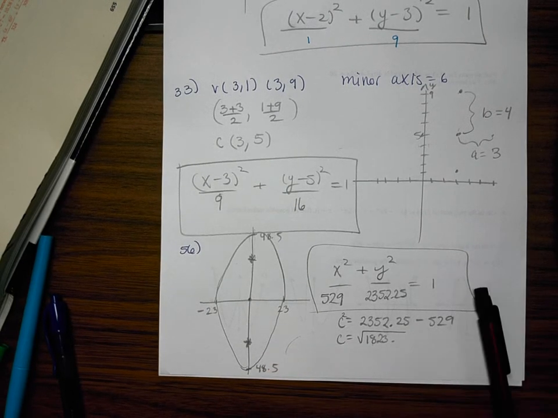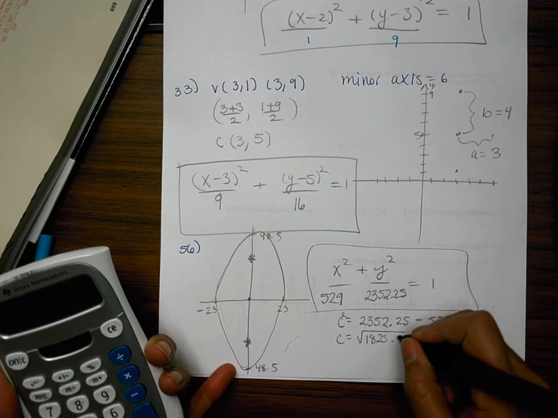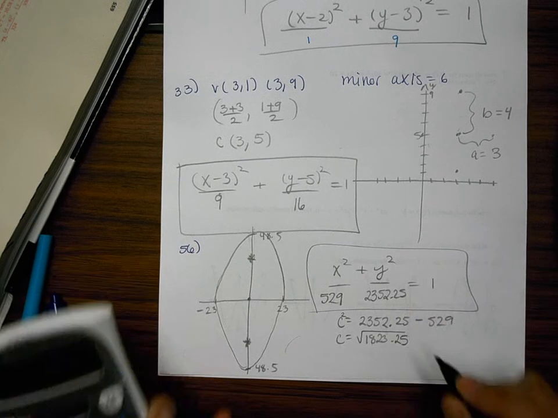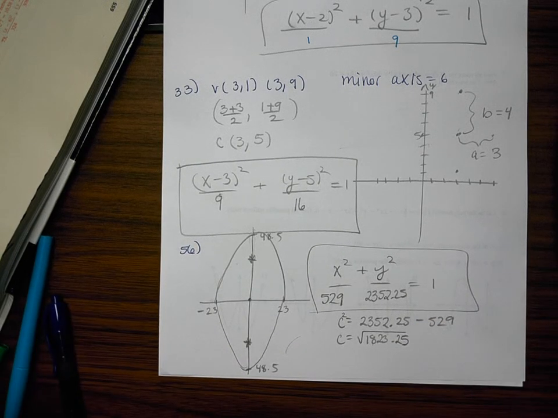And I'm just going to plug it in the calculator just to make sure that my calculations are correct. Okay, so let me go ahead and do that now. You should be doing the same. Okay, yeah, 1823.25, and then you are going to square root that, and you get 42.70 when you round.